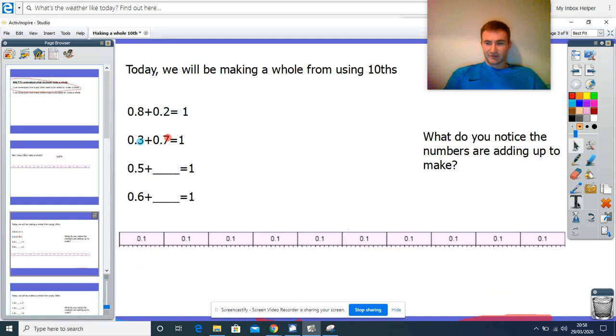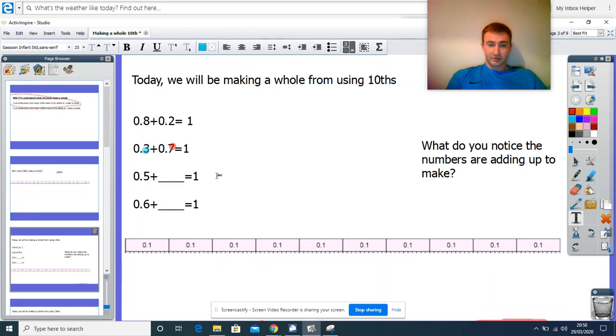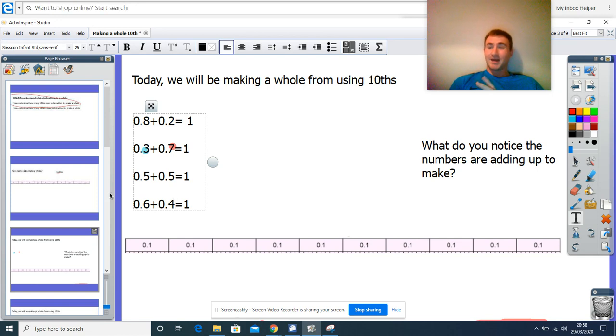Okay, so you should have, if you've paused that, if you haven't paused it yet, pause it now because I'm going to tell you the answers if you've not already got them. So 0.5 plus 0.5 equals 1. 0.6 plus 0.4 equals 1. Okay, really important that you get that now. If you don't get that, I need you to rewind and watch it again. Okay, if you do get that, move on because we're going to move on to some slightly trickier ones.